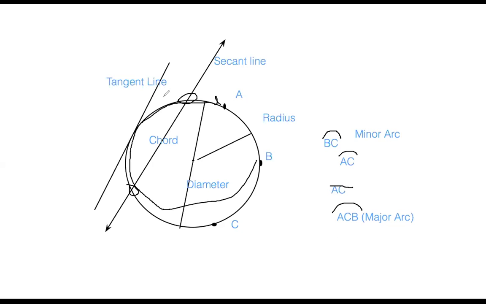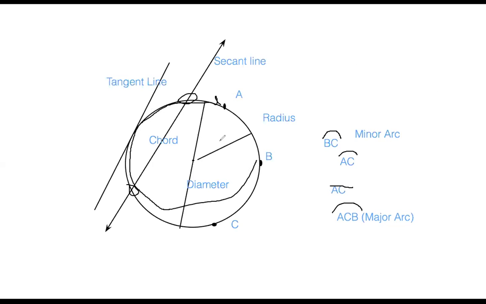So that's the idea. So we're going to go all the way around the circle to B. So this is from A all the way through C to B, and that is the major arc. So if I was to say the arc AB, that's the minor arc. The major arc is ACB all the way around it. So that's important to understand.